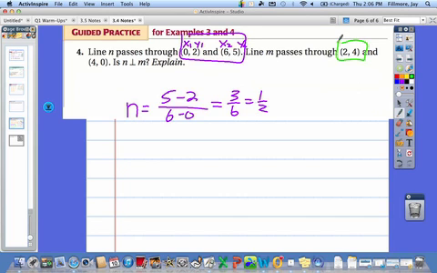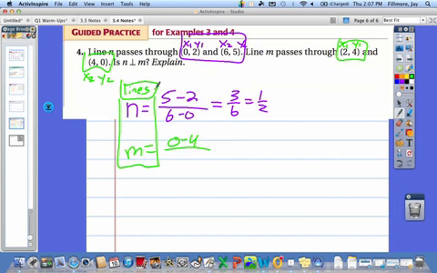For the second one, we have (2, 4) and (4, 0), with these being x1, y1 and these being x2, y2. And again, these are talking about the lines down here. So line N and line M. I know it's confusing because line M in this case is also the same letter as slope, because slope is usually m. So y2 minus y1 is 0 minus 4 for the y's, and 4 minus 2 for the x's. This is -4 over 2, which reduces to -2 over 1.